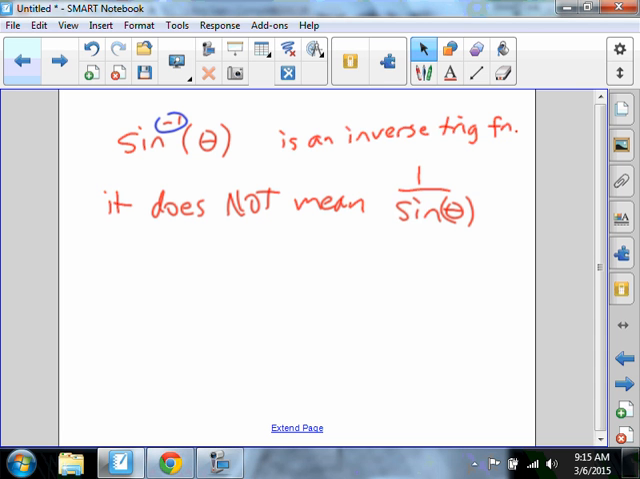So you might ask the question then, well, what is 1 over the sine of theta? What does that equal? Here's where we're going to introduce 3 brand new trig functions. You ready for it? Whoever named these, I really wish that I could meet them.